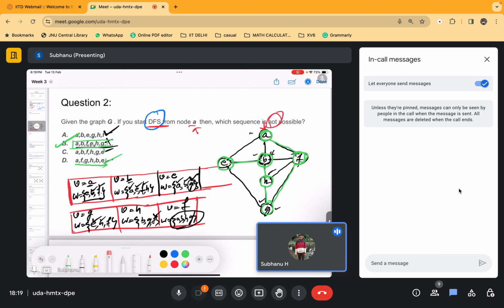But the sequence that is not possible is A B F E H G. Why? You can see from the graph also. If you follow A B F E H G, A B F, fine, but from F you can't go to E, so E is not within one hop of F. That's why this sequence is not possible. Right?